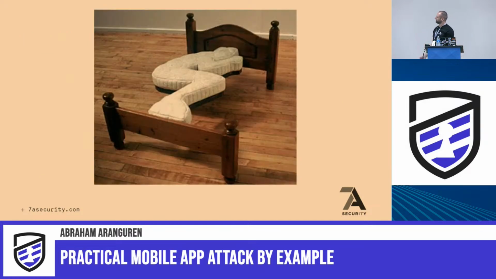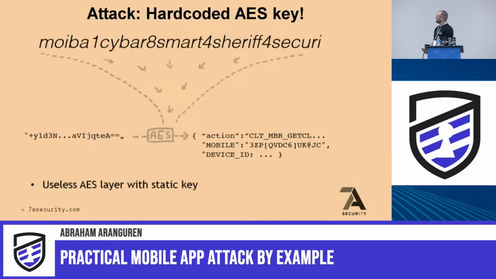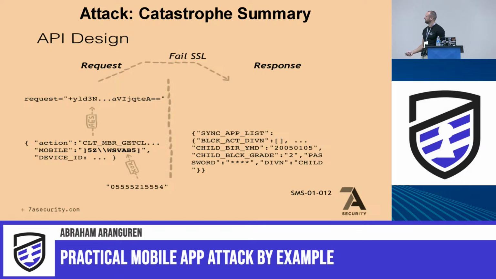So this was a summary of the security of this app, because all these vulnerabilities I just explained were in the same app, okay? And then this is how it looked. So this was the hard-coded AES key. You have the AES encrypted stuff with the hard-coded key, and then you have the decrypted message. So you have a useless AES layer with a static key. So this is the catastrophe summary.